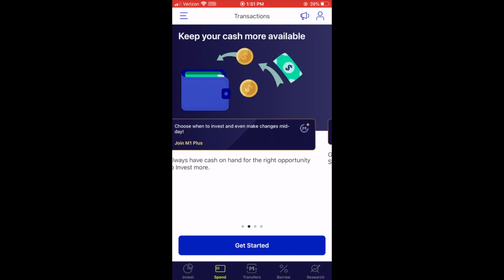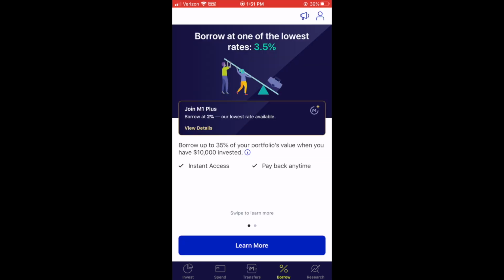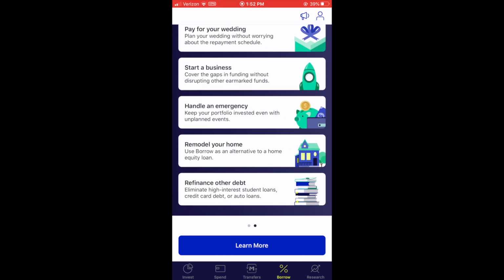And under that, you have transfers. It shows upcoming transfers in your account, from your bank account into the account, your total at the top, how much you've borrowed, etc. And speaking of borrow, you can see that is the fourth tab on the bottom, which you again could borrow up to 2% depending on your different rates. You can get 2%, 3.5%, 3%, and if we swipe over, you get a bit more information on that.